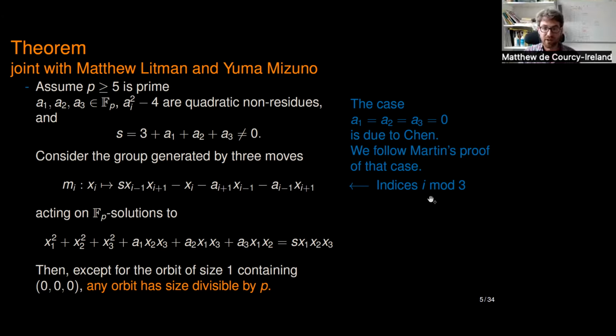I see something in the chat. What is the meaning of quadratic non-residue? So quadratic residue would be like a square mod p. Quadratic non-residue means it's not a square, but it's also not zero mod p. That's the theorem, and hopefully by the end of the talk, I can sketch a proof and explain why we make these assumptions.